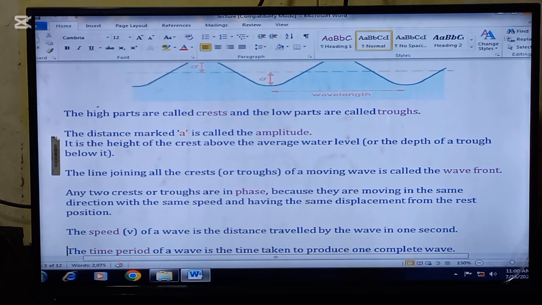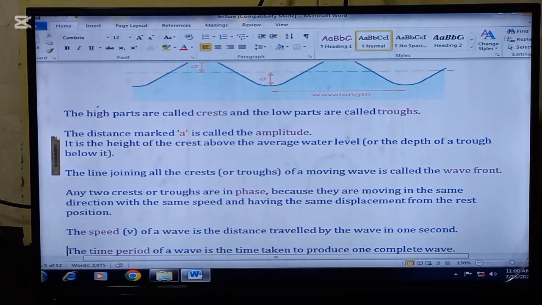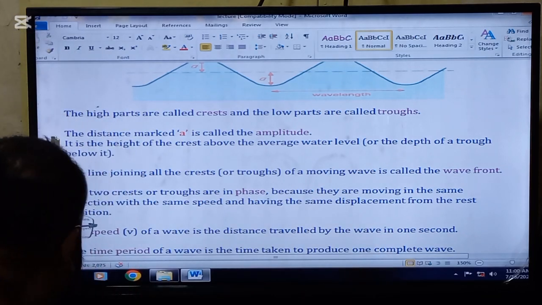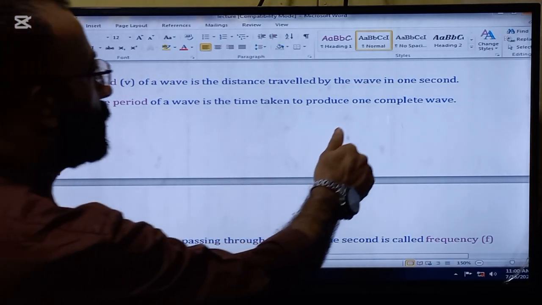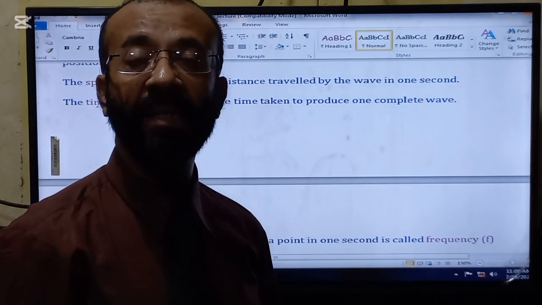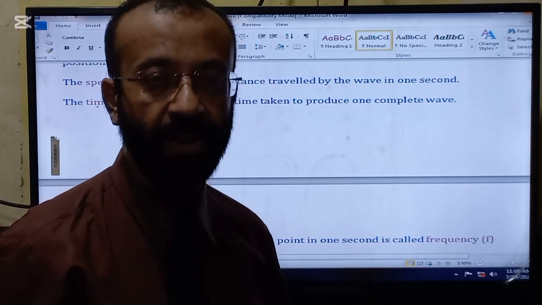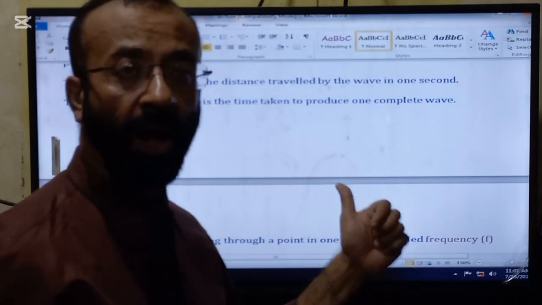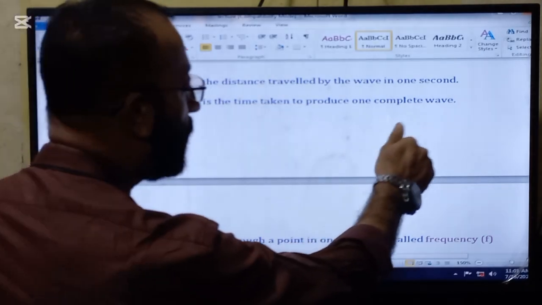The speed of a wave is the distance traveled by the wave in 1 second. This is called the speed of the wave. The time period of a wave is the time taken to produce one complete wave. So these are the definitions which you have to remember because these definitions come in paper number 2, as well as many MCQs from this topic come in paper number 1 of physics. So you have to remember all the points. The time period of a wave is the time taken to produce one complete wave.